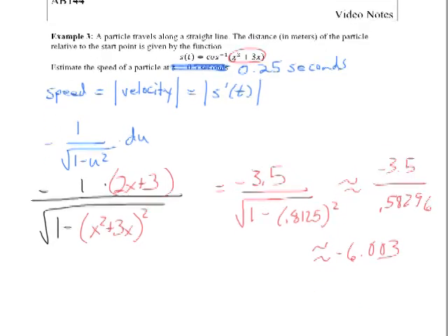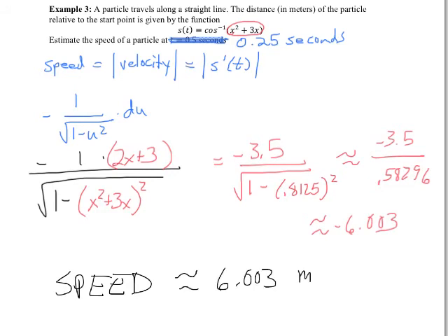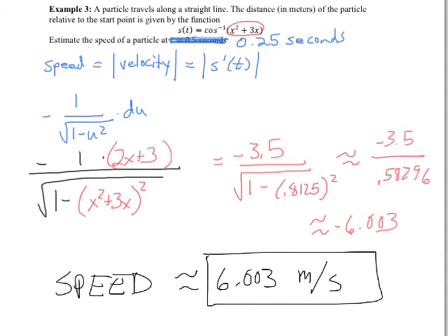The speed is the absolute value of that. So speed is going to be around 6.003 meters per second. Looking back over my calculations, I noticed that this was 3/8. So if we're going to round this appropriately, then we would actually have 6.004.